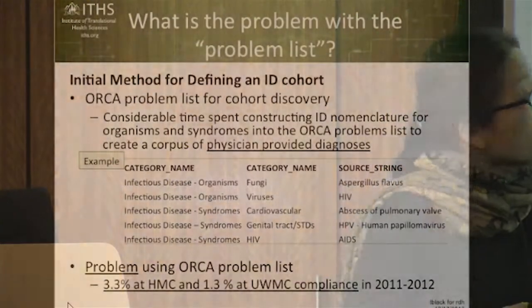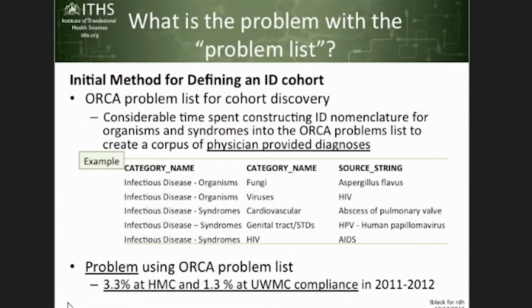There were two items that needed to be entered on the problem list. For example, someone had to choose infectious disease organism, fungi, and then Aspergillus flavus to determine that this person actually had something.